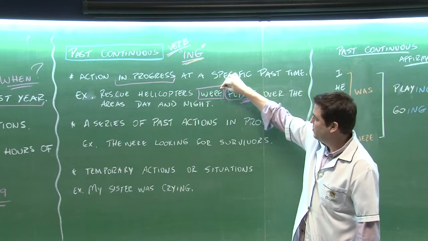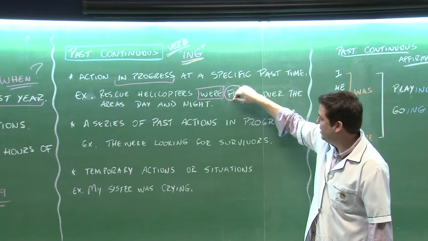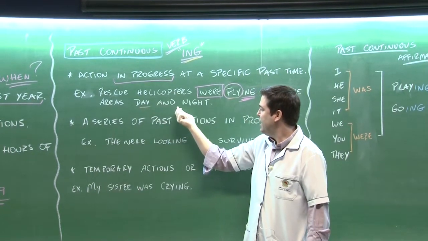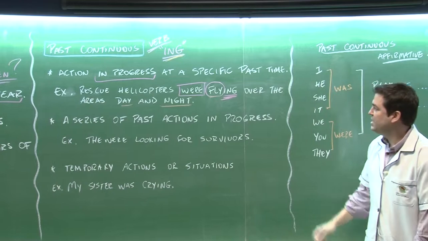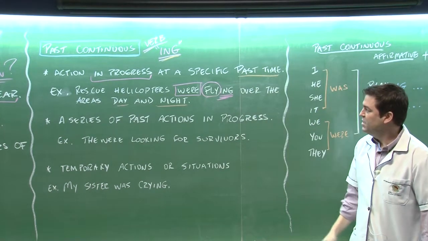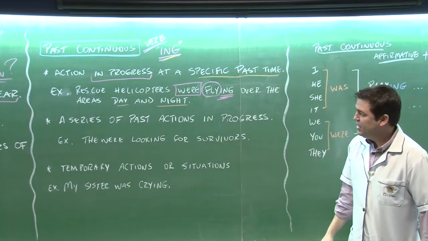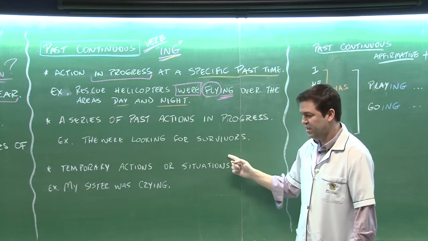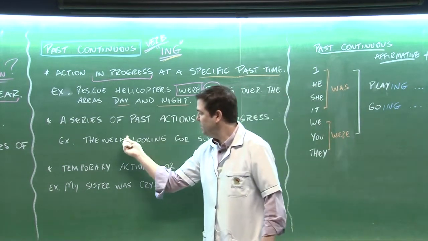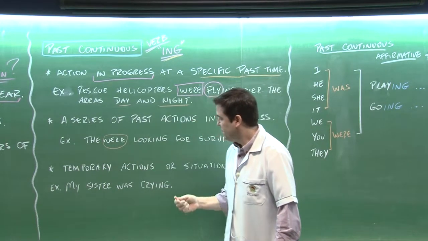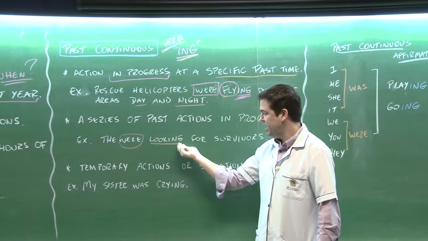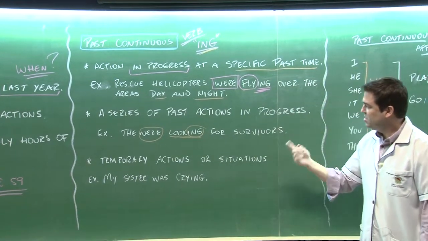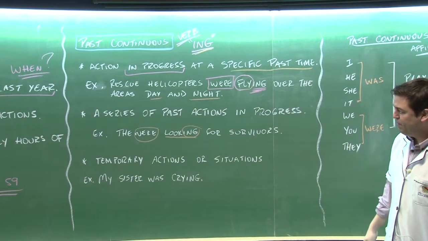So I have here the verb to be in the past. I have the verb fly with ING. It's a progressive action, and I have when this situation is happening, a specific time in the past, okay? Another one is a series of past actions in progress. They were looking for survivors. So some actions were happening in the past. Again, I have the to be in the past, and I have the verb look with ING. So I have an action that is in progress in the past.